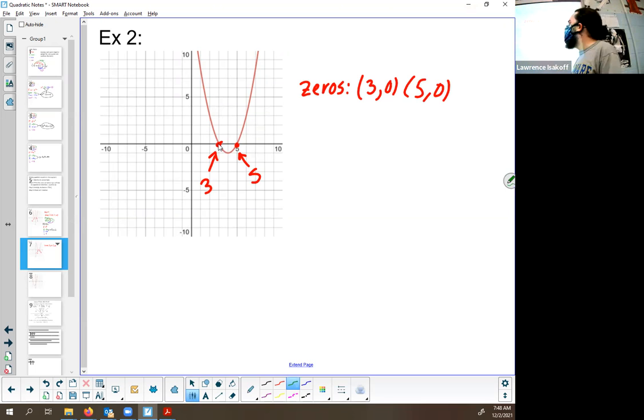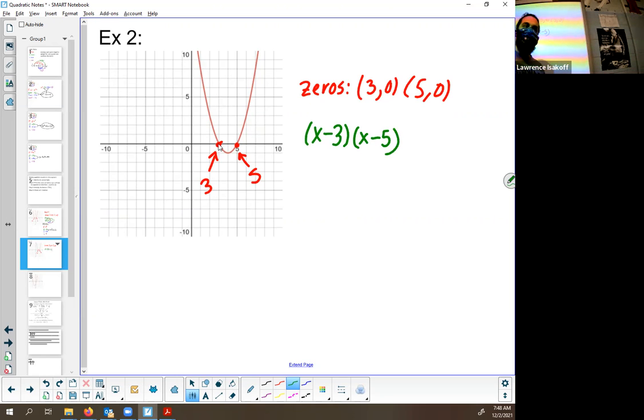Now, let's do the opposites of them. Since this one's 3, it's going to turn into X minus 3, because 3 minus 3 is 0. And over here, this is a 5, so it turns into X minus 5. Again, 5 minus 5 gives me 0.